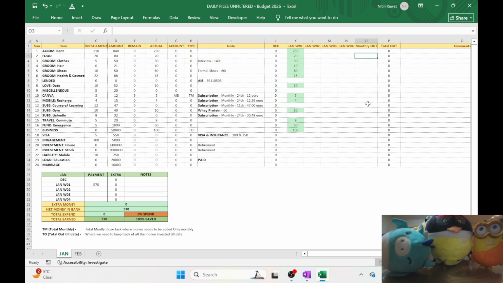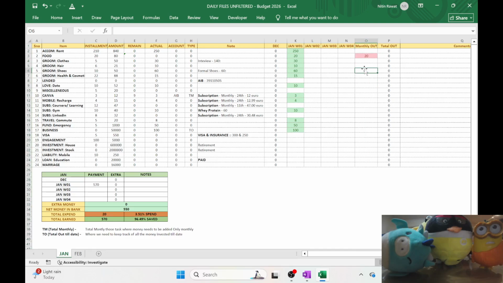Now let me show you what happened. Currently, I have already bought groceries for 20 euros. So now see, my bank account has reduced from 570 to 550 because 20 euros has already flown out of my bank account. So this is the deduction place where I put the money I have used for that particular category.